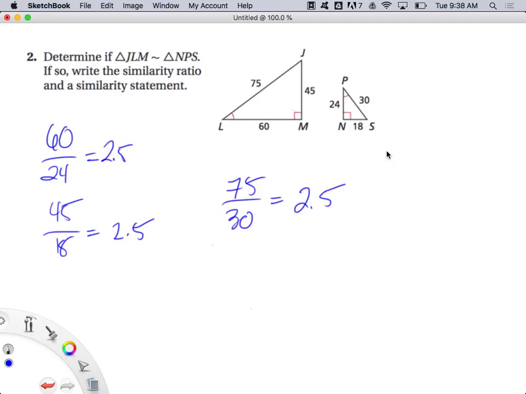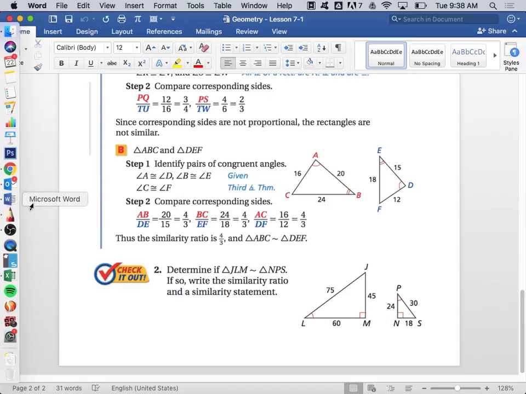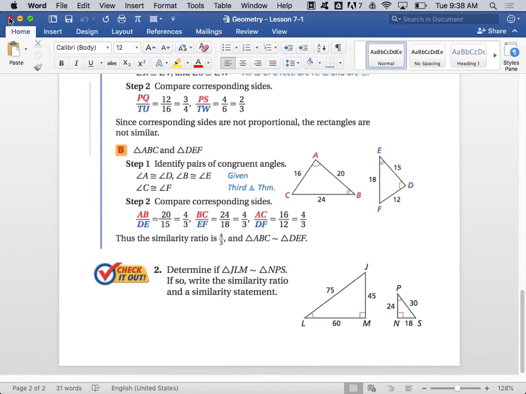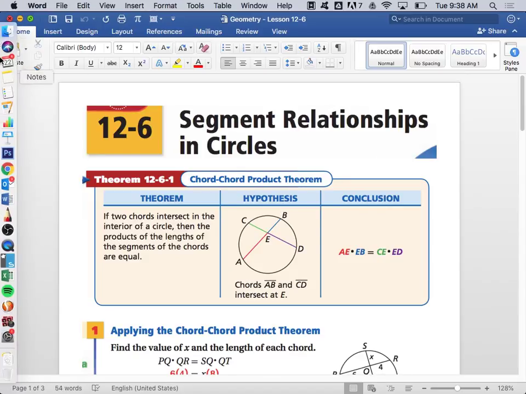Does that make sense? Okay. Does this make sense to you guys? To find the similarity ratio, you just take one side divided by the other. That gives you the similarity ratio. All right. Now, moving forward, that was lesson 7.1.